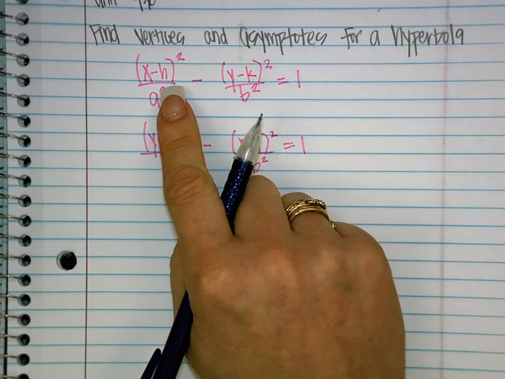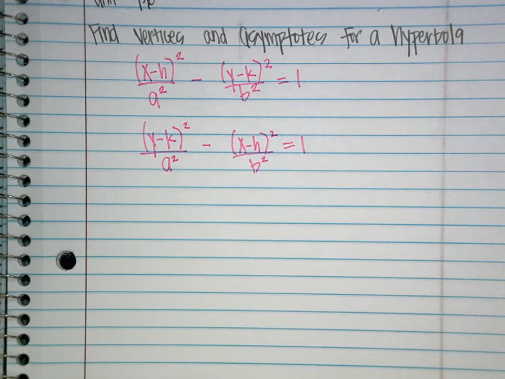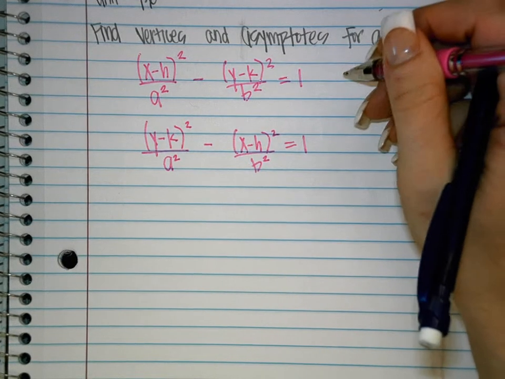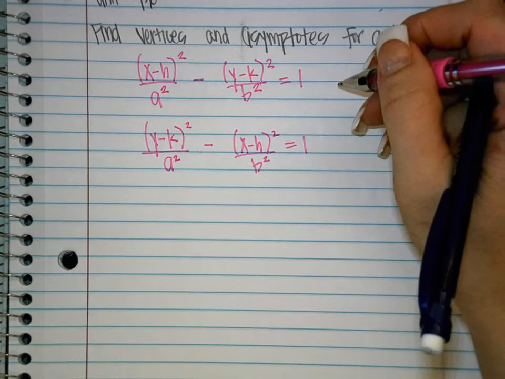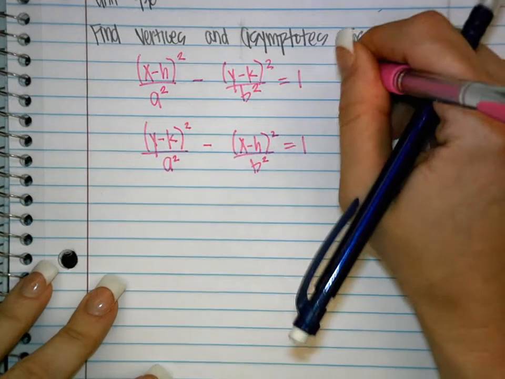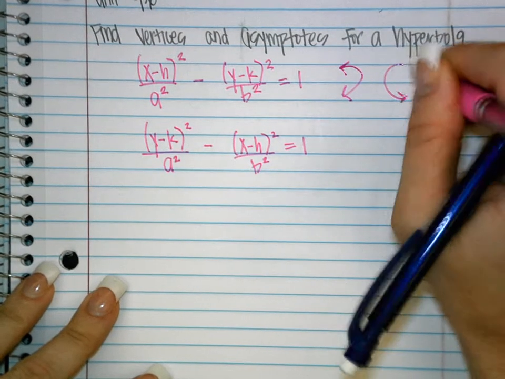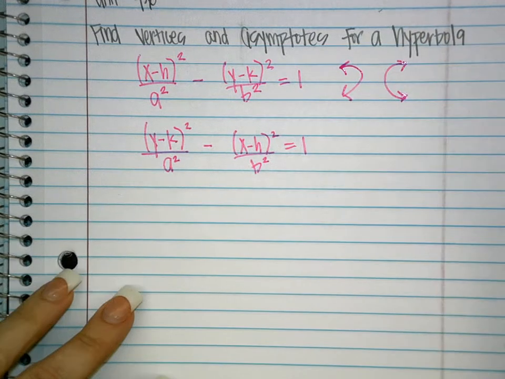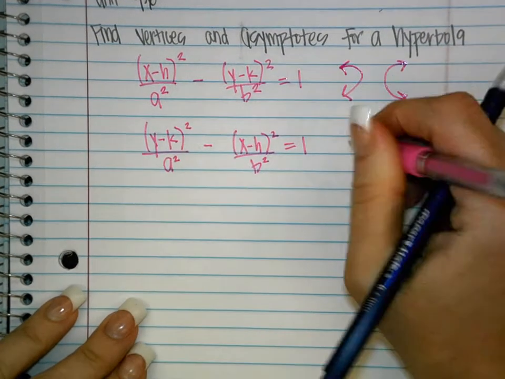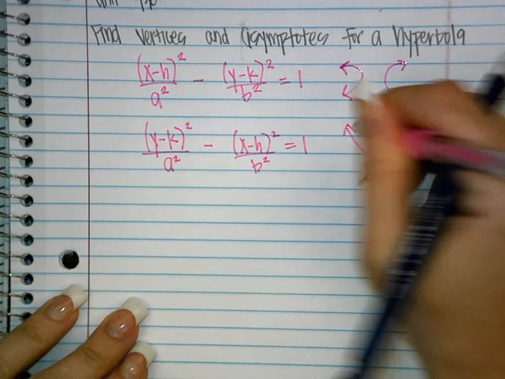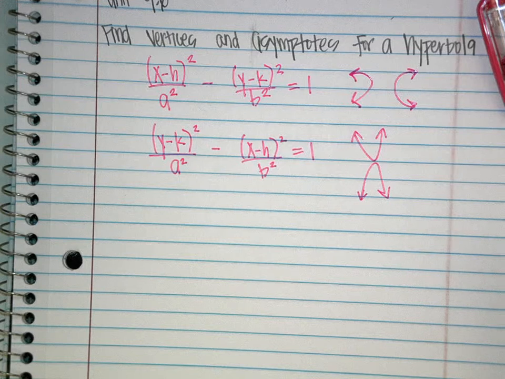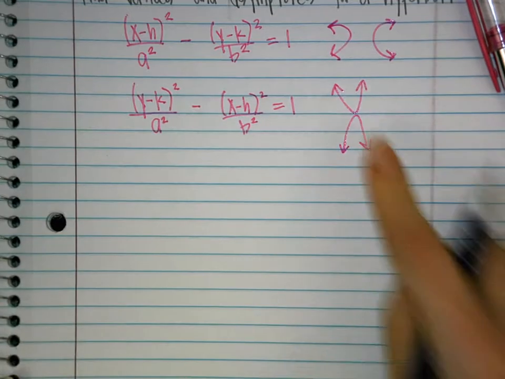If the x comes first and it's positive, that means the hyperbolas basically look like parabolas, but there's two of them. If the x is positive, they're going to open up side to side. They don't ever touch each other, but they go side to side. If the y is positive, it means that they will open up and down. And they don't necessarily touch each other. I drew those really close, but I apologize.